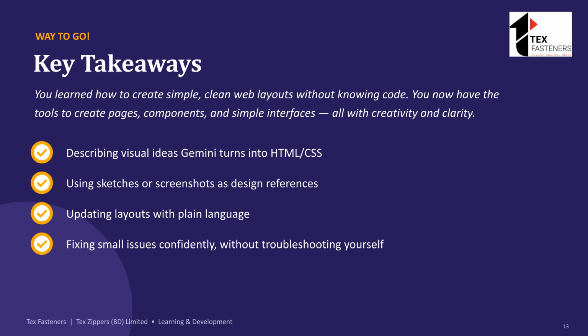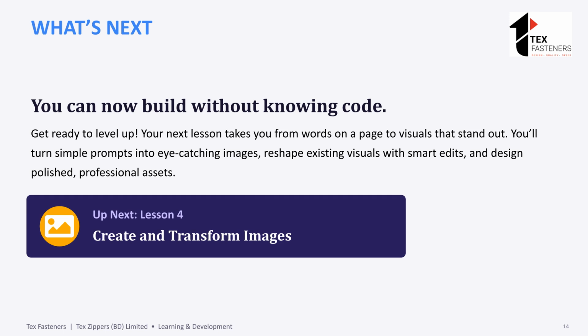Let's recap what you've learned. First, you can describe visual ideas and have Gemini turn them into HTML and CSS. Second, you can use sketches or screenshots as design references. Third, you can update layouts using plain language. And fourth, you can fix small issues without troubleshooting the code yourself. You now have the basic tools to create simple pages, components, and interfaces, even without a coding background. The key is to focus on what you want to create, explain it clearly, and let Gemini help with the technical details. You can now build simple visual layouts without knowing how to code.